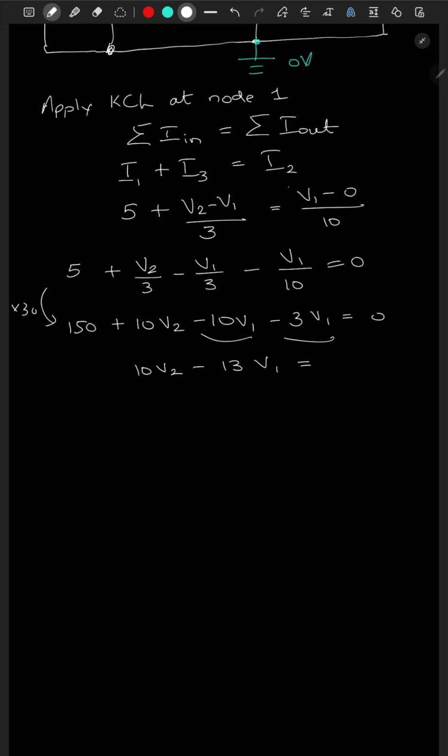Okay, and this is equal to, let's call it as V1 and V2, so minus 13 V1 plus 10 V2, and this is equal to minus 150. So this is equation 1.